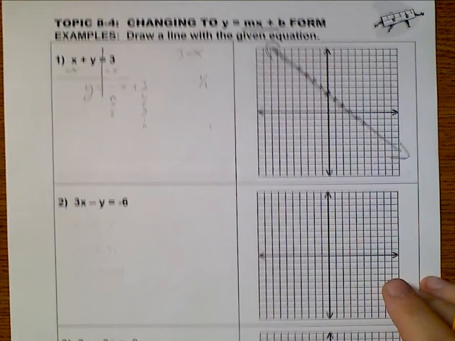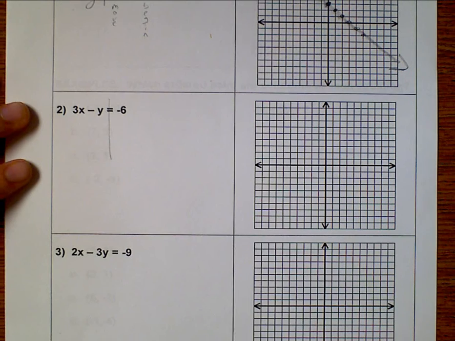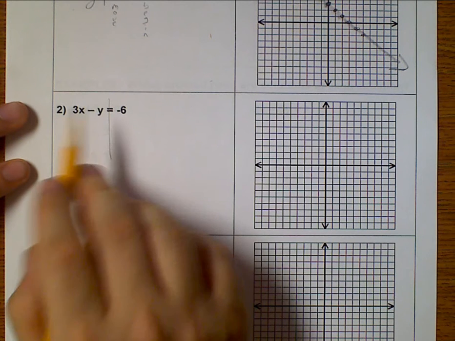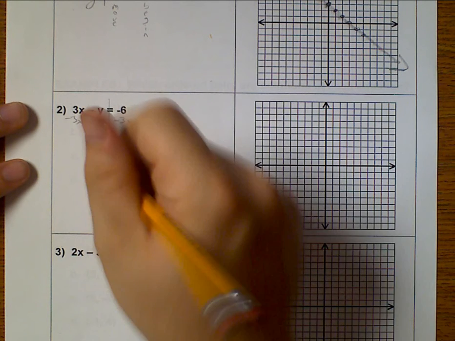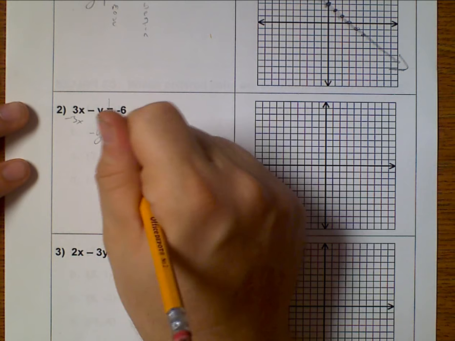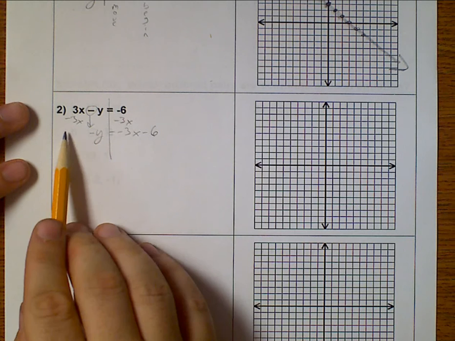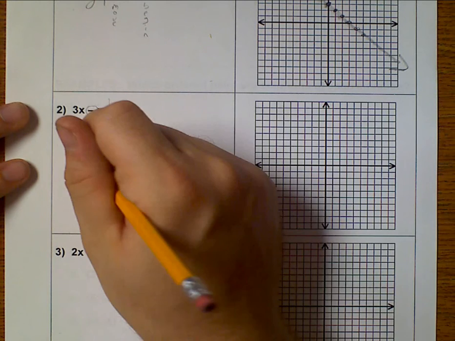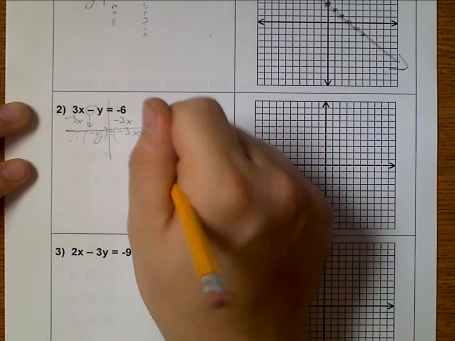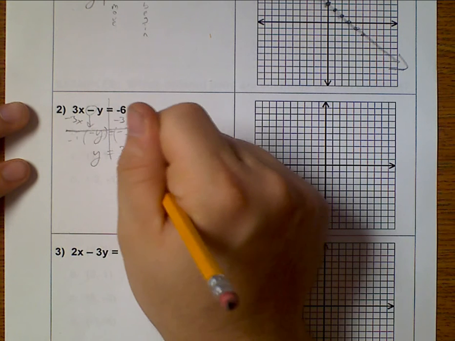On to question number 2. We have 3x minus y equals negative 6. I need to get this y by itself, so I need to get rid of the 3x. So I subtract 3x from both sides. That gives me negative y equals negative 3x minus 6, because this minus sign has to drop down. Now, I want positive y, so I need to multiply everything by negative 1. What that does is it just flips the signs, so y equals 3x plus 6.